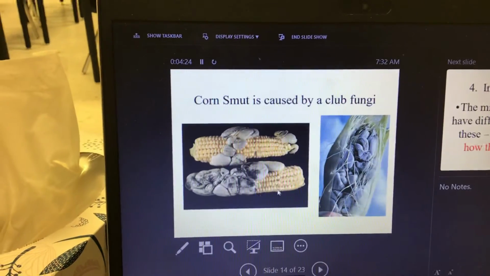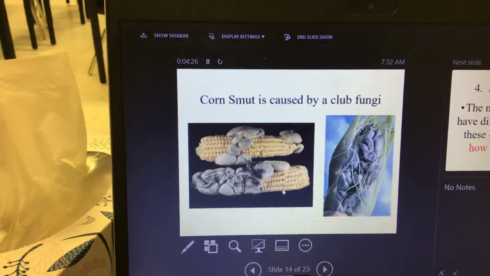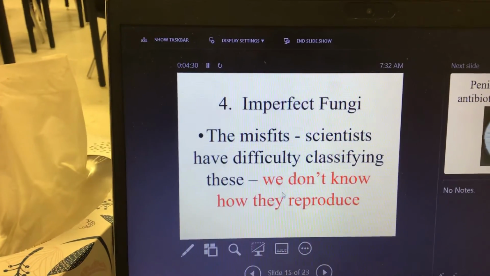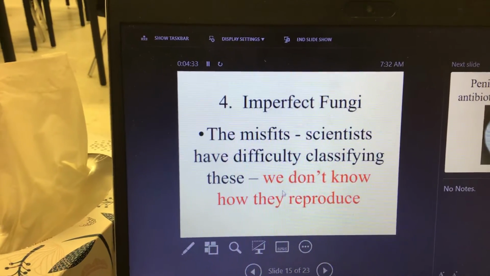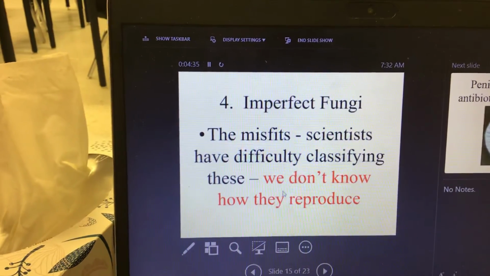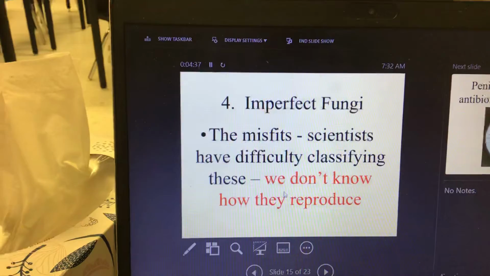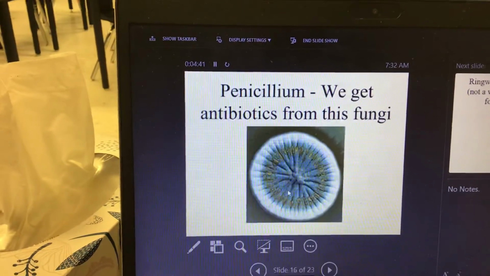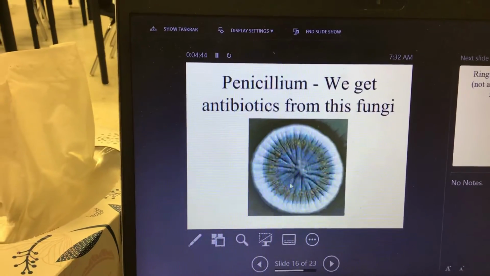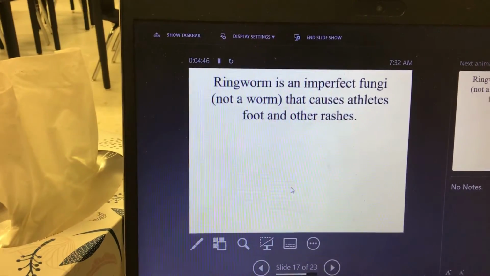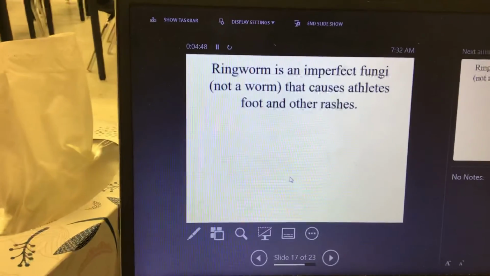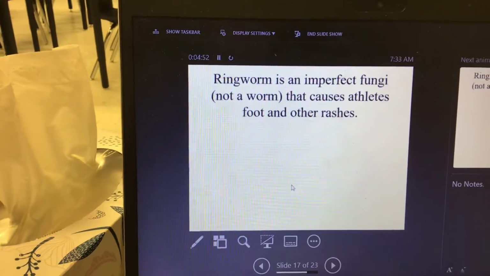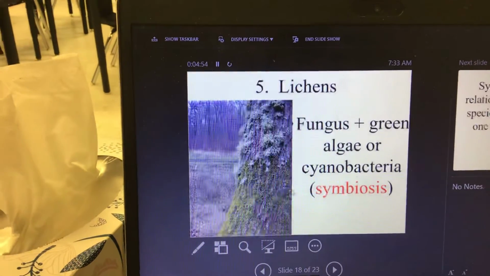Maybe you've seen this on corn, this weird growth stuff. That'd be considered a sac fungi. Imperfect fungi. These are kind of the weird ones where we're not sure where to put them, so we throw them in here, kind of a miscellaneous category. Penicillin was made from this. Ringworm is an imperfect fungi. You get the little bumps with the ring on your skin, or maybe athlete's foot.